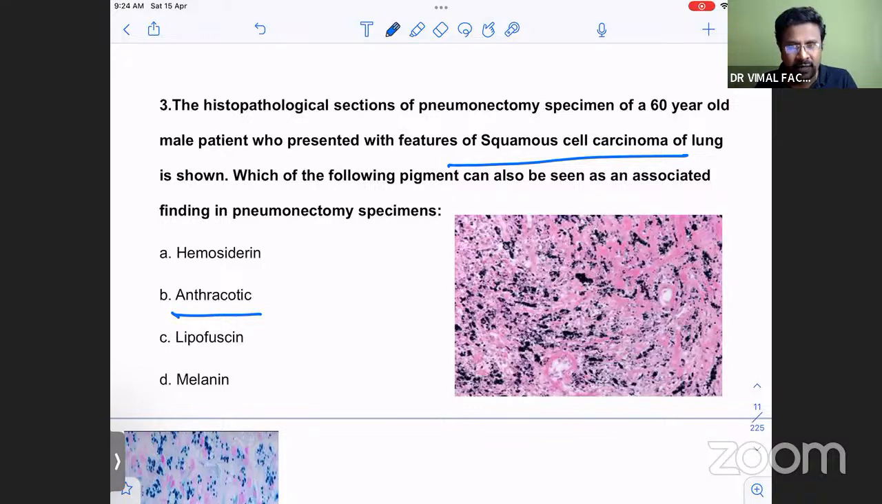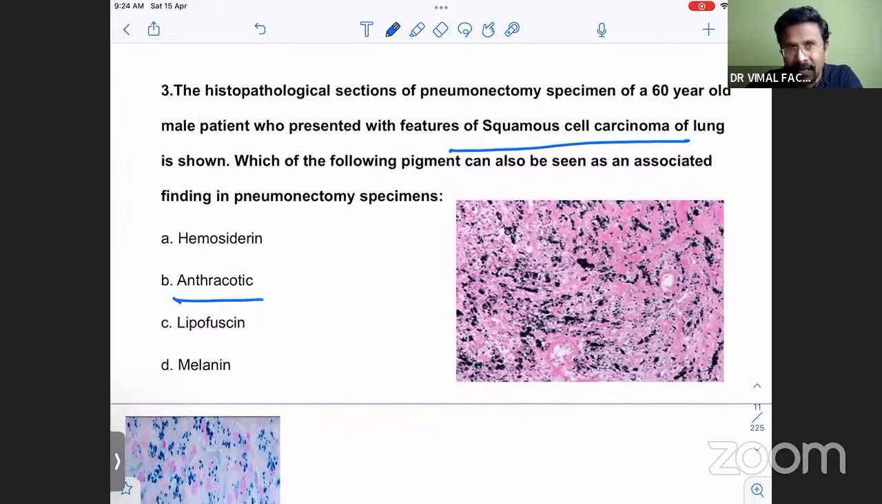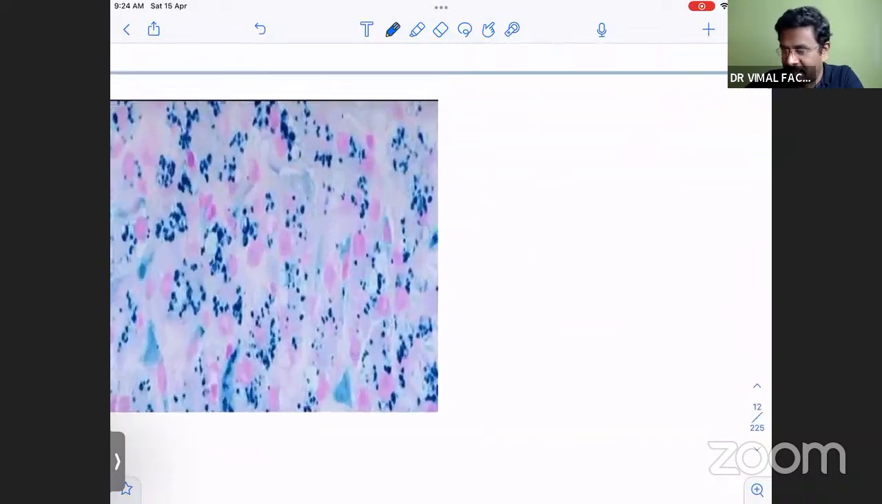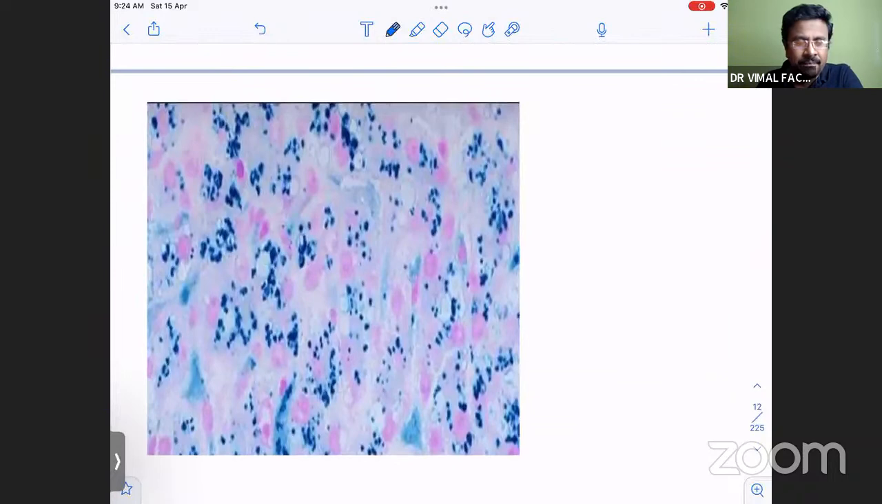Now I'll take this opportunity to revise all the other pigments and the special stains, because the special stains are very important. So let us quickly revise the special stains and the pigments. So what is this special stain?